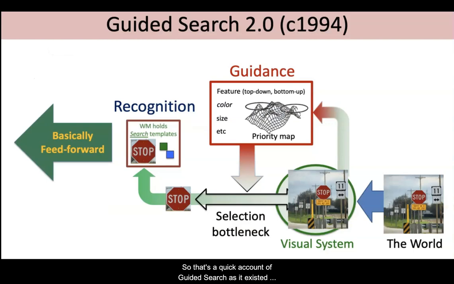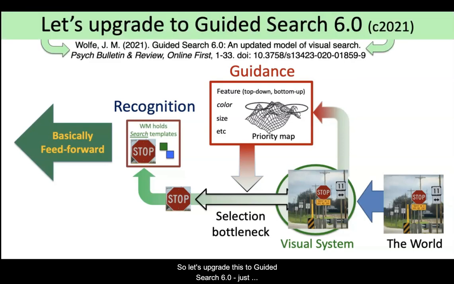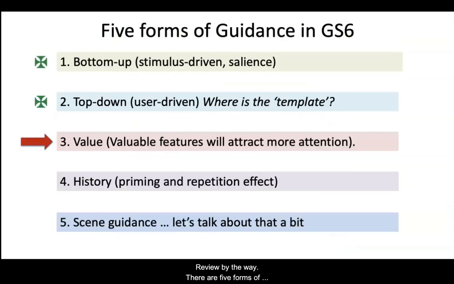So that's a quick account of guided search as it existed 20 plus years ago, 25 years ago. That was basically a feed-forward model of the variety that reverse hierarchy theory does not endorse. So let's upgrade this to Guided Search 6.0, just published in Psych Bulletin Review, by the way. There are 5 forms of guidance in Guided Search 6.0. 2 of them you've seen, top-down and bottom-up. Now let's talk about the 3 new ones.